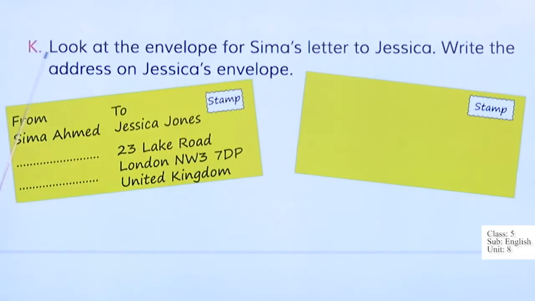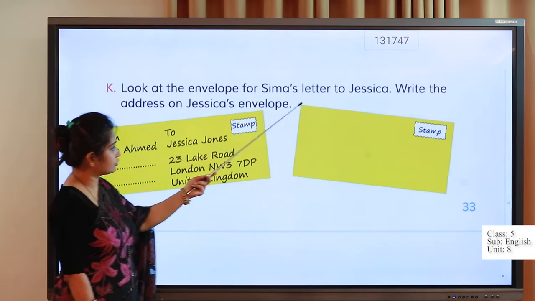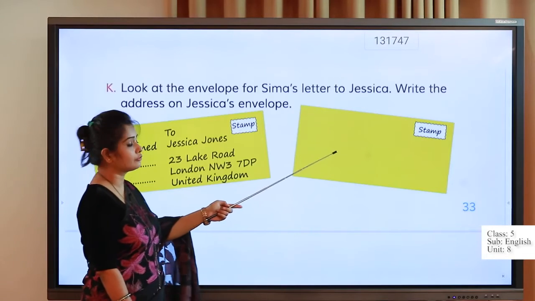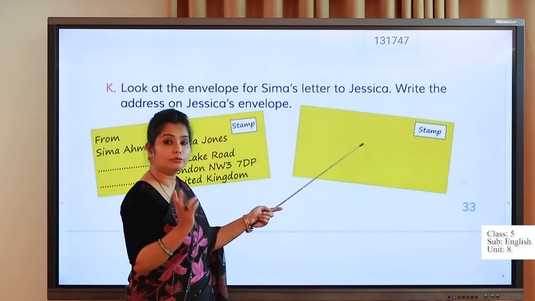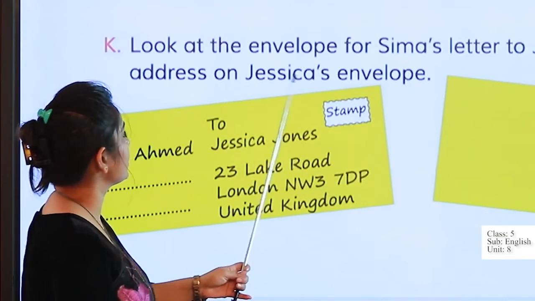Students, look at activity K. Here, look at the envelope for Shima's letter to Jessica. This is the previous envelope for Shima's letter to Jessica. Now we have to write a new envelope for our new letter. Write the address on Jessica's envelope.